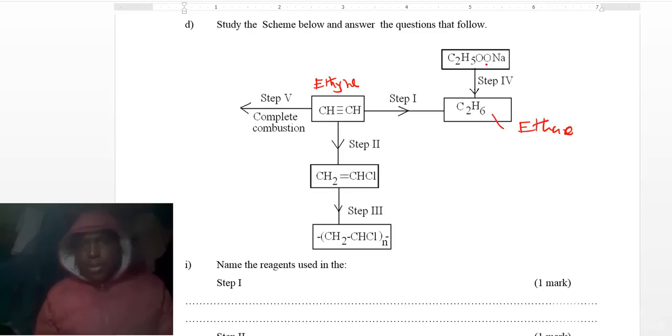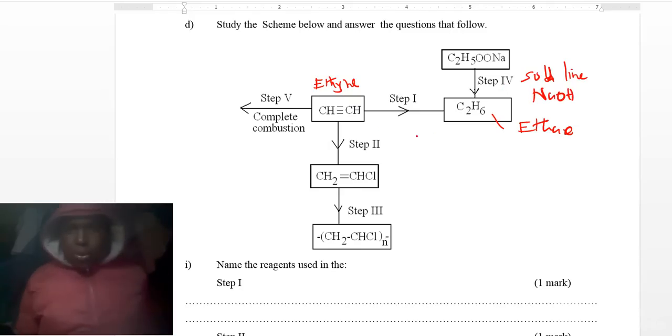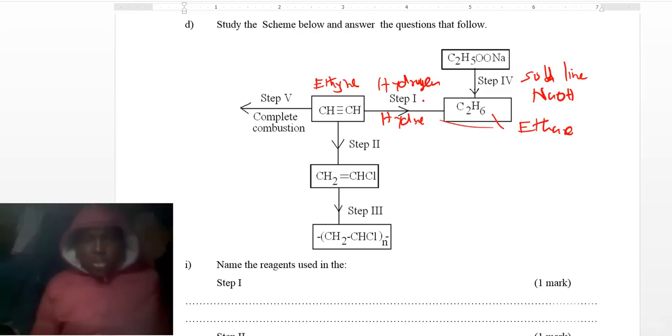From sodium ethanoate, this is the laboratory preparation of alkanes. The condition that we need here is soda lime, which we call sodium hydroxide. That is the condition necessary for sodium ethanoate to react to form ethane. The process of ethyne to ethane is hydrogenation, addition of hydrogen. So here we need hydrogen, and the conditions are a nickel catalyst and a temperature of between 150 and 250. So that is for step 1.